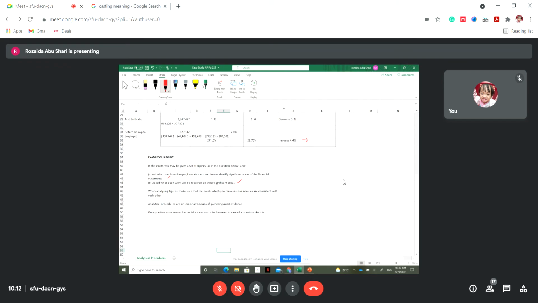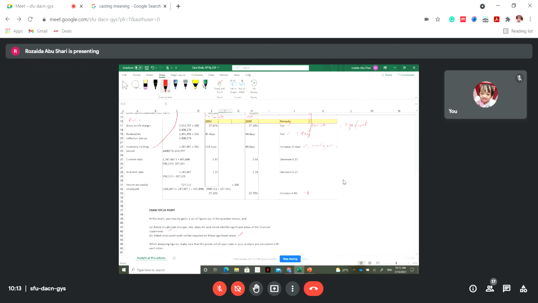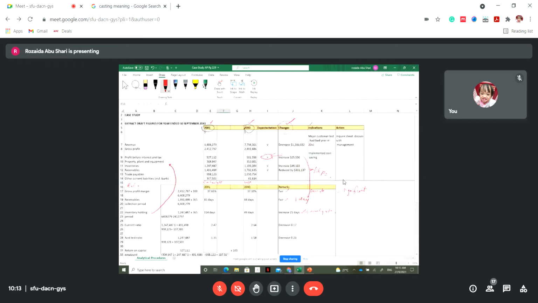When analyzing figures, make sure that the points you make in your analysis are consistent with each other. Analytical procedures are important means of gathering audit evidence. On a practical note, remember to bring a calculator in case you have to calculate your ratios. This is what you do in the ratio analysis. If the relationship is not consistent, you have an indication here. This one you have to think on your own.